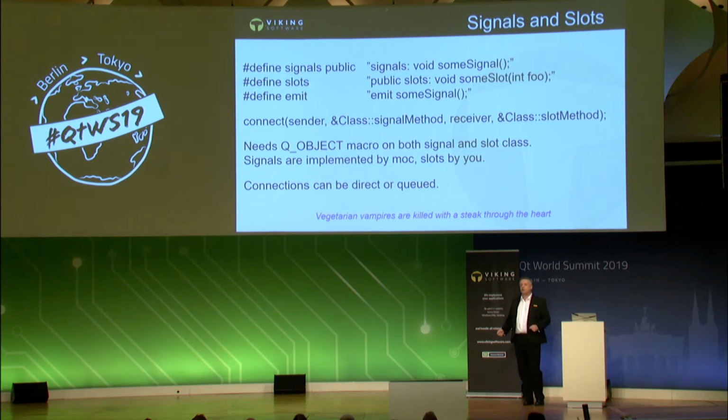So signals do pretty much nothing. Whenever you declare signals, you just get public methods. The thing about signals is that you don't implement them. The moc compiler does that.